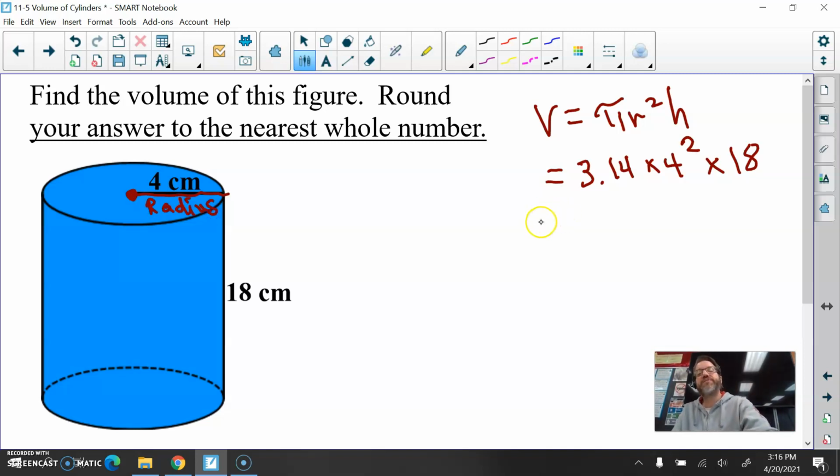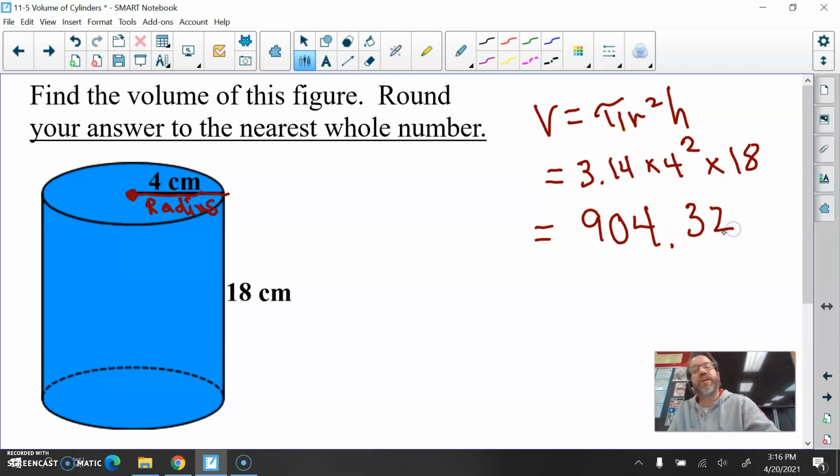And now we'll go ahead and solve this. 4 squared, you might know that's 16, right? 4 times 4 equals 16. So you could do 3.14 times 16 times 18. I think that's what I'll do. 3.14 times 16 times 18. And that equals 904.32.